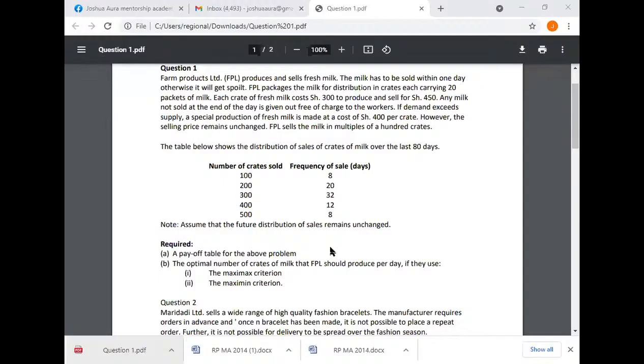Okay, so here they have asked us, ladies and gentlemen, to do what? They have asked us to make a payoff table for the problem. How will this payoff table look? You can see the number of crates sold here from our historical records. There are days we sold 100, there are days we sold 500. So my payoff table, I'll have to copy from this.